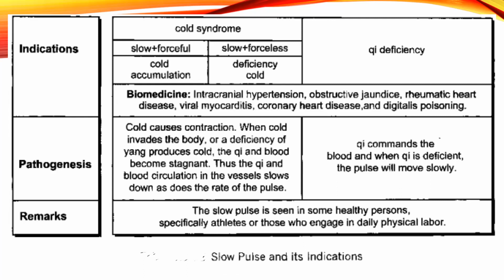So, pag chi deficiency naman, chi commands the blood. And when the chi is deficient, the pulse will be moved slowly. Siyempre, kung konti yung chi, walang magpapadaloy ng maayos dun sa dugo sa ating veins kasi kulang siya eh. Remarks: the slow pulse is seen in some healthy persons, especially athletes or those who engage in daily physical labor. So, pwede rin pong sa healthy person makita siya.